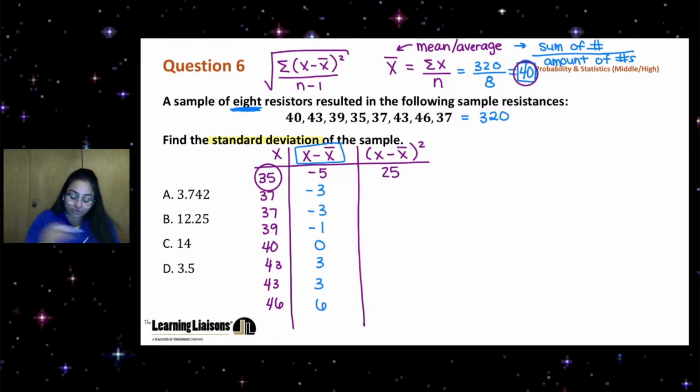So now that we're done with those numbers, remember we're going to square the ones in the middle. So negative 3 times negative 3 is positive 9, so positive 9. Negative 1 times negative 1 is a positive 1. 0 squared is 0. 3 times 3 is 9. 3 times 3 is 9. And 6 times 6 is 36. So now that we have all of these, I'm going to do the sum of the last column. And the sum of the last column is 98.